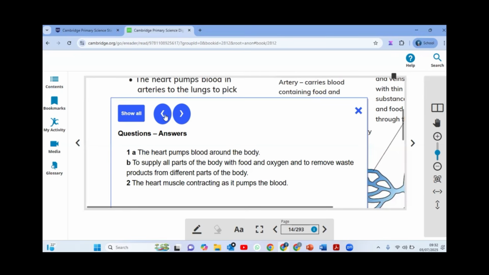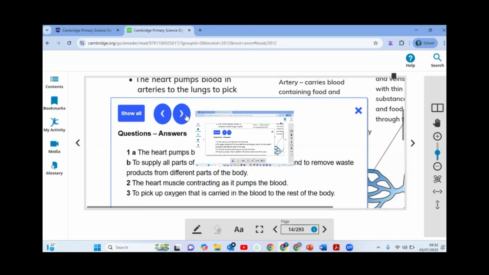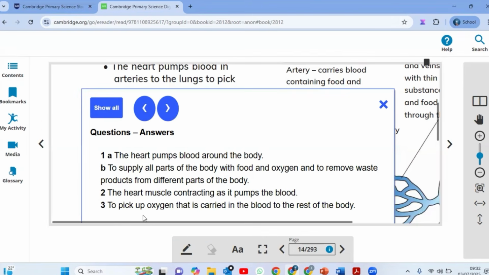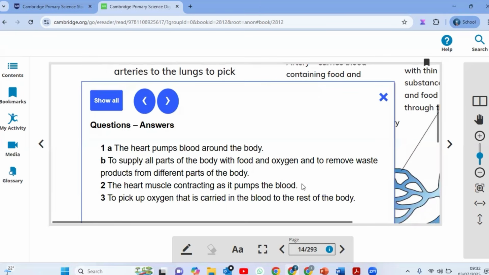And the last question is about why the heart pumps blood to the lungs before it pumps blood to the rest of the body. The answer is to pick up oxygen. So it sends it to the lungs to take what? To pick up oxygen that is carried in the blood to the rest of the body. Questions 4 and 5, we will answer after we finish the circulatory system.